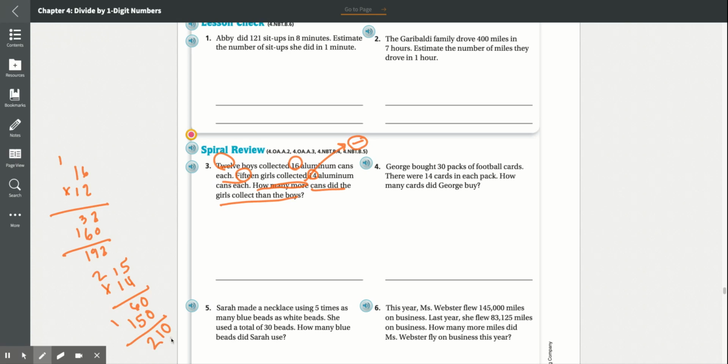Now we have to see how many more cans the girls collected than the boys. So 210 minus 192. So we have to borrow from the 2, make it a 1. This becomes an 11. Borrow for the 0 to make it a 10, and you get a 10 over here. So 10 minus 2 is 8. 10 minus 9 is 1. 1 minus 1 is 0. So they collected 18 cans more than the boys.